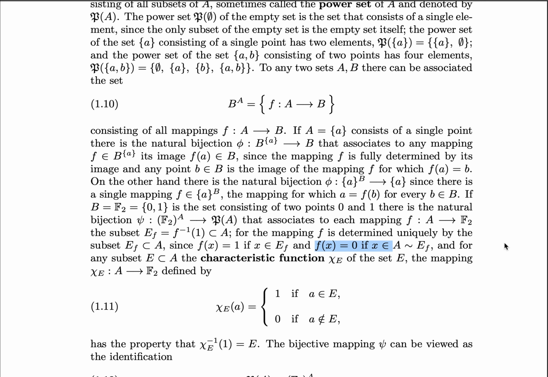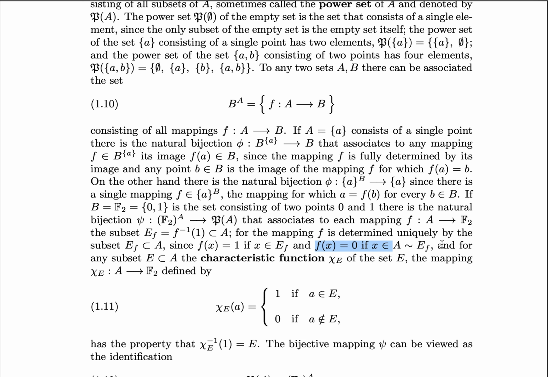Therefore, you can associate that function with the subset you chose, namely the subset that you send to 1 under this mapping. And that subset is an element of the power set of A, so you have a bijection. Namely, whatever subset you chose originally is an element of the power set and is associated with exactly one mapping from A to the field of two elements. Therefore, you have a bijection, since these are uniquely determined.